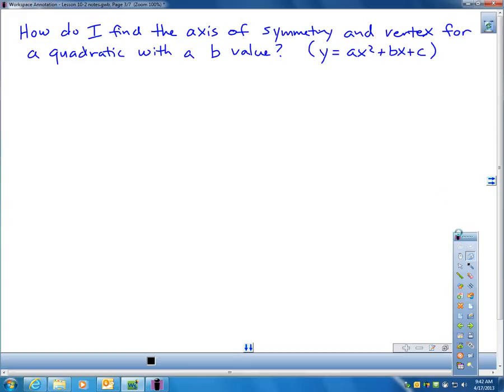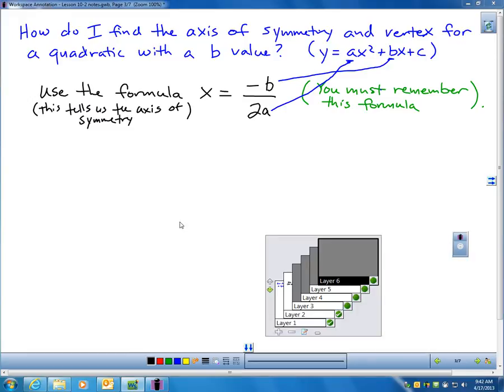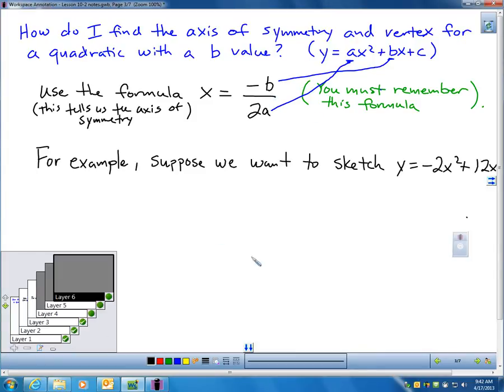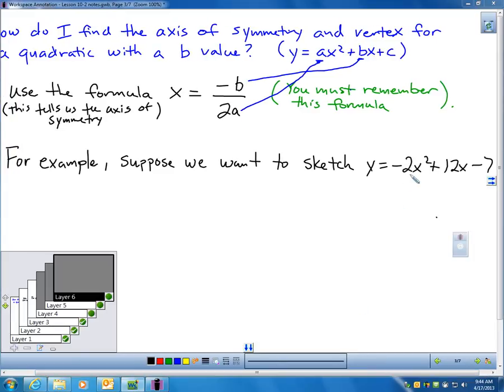So I think the best thing to do is just to walk through some sketches here and actually walk through how we're going to sketch these. So how do I find the axis of symmetry and vertex for a quadratic with a B value? Remember, we're going to use the formula, use B and A, to find the axis of symmetry, all right? So let's say that we want to sketch y equals negative 2x squared plus 12x minus 7.